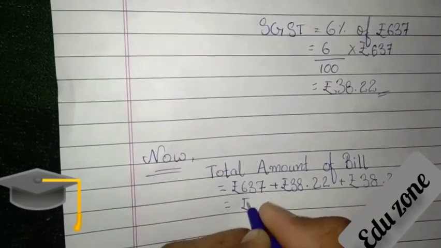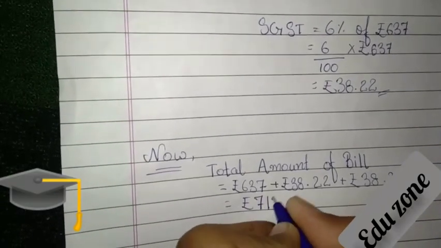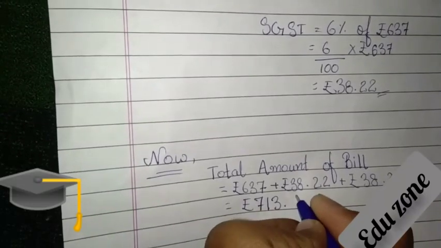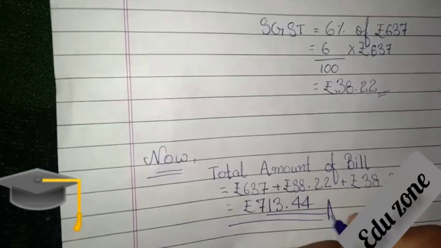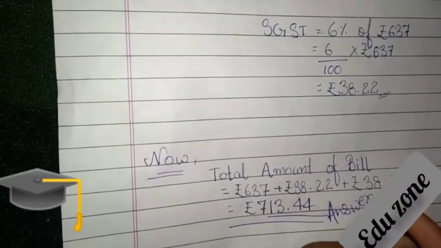So rupees 637 plus 38.22 plus 38.22 is equal to the answer, which is rupees 713.44, which will be the answer for this question.